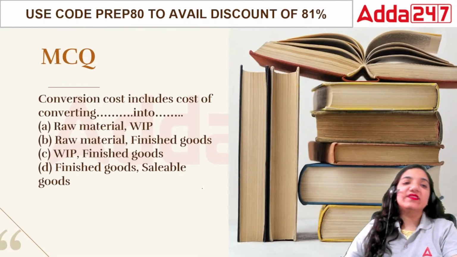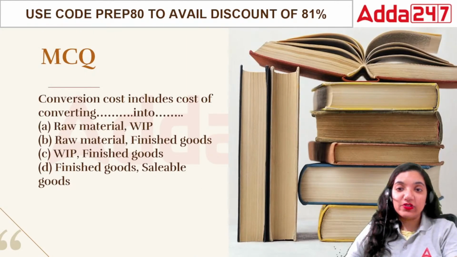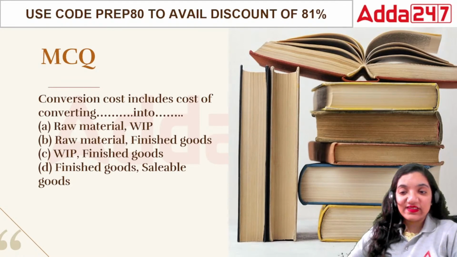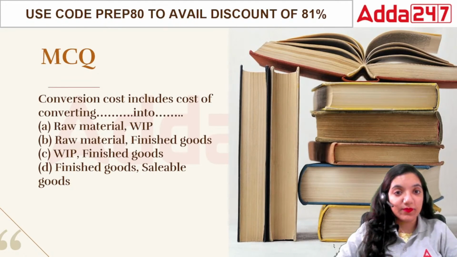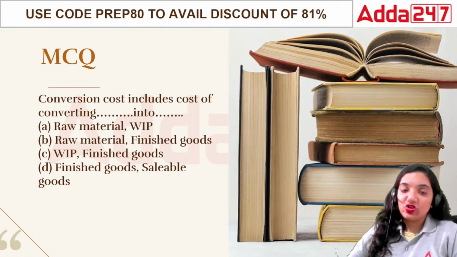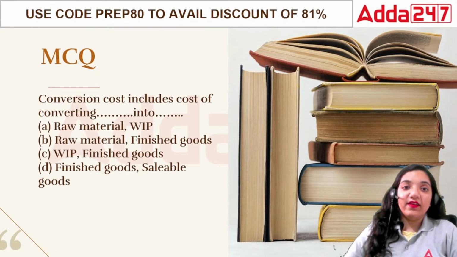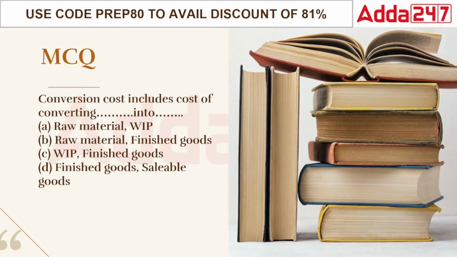So what next? Next question relates to the conversion cost. We have talked about conversion cost in the last class as well. So the question formation in this case is definitely different from what we had earlier. The question says that the conversion cost includes cost of converting dash into dash: raw material to WIP, raw material to finished goods, WIP to finished goods, or finished goods to saleable goods.